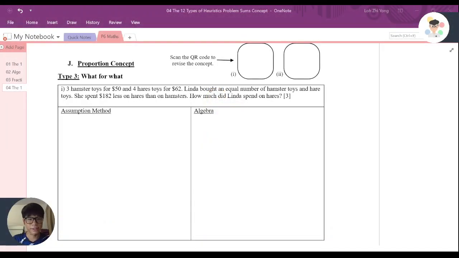Welcome back to Teacher Look class, and this is a discussion for booklet 4, the 12 types of heuristic problem sum concept. Now we're discussing the proportion concept, type 3. Okay, so let's look at this question.